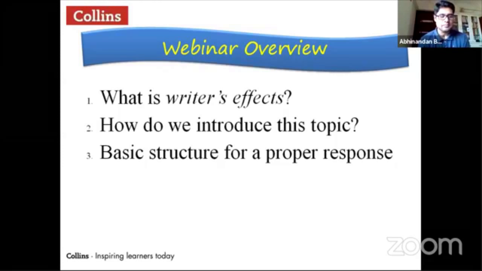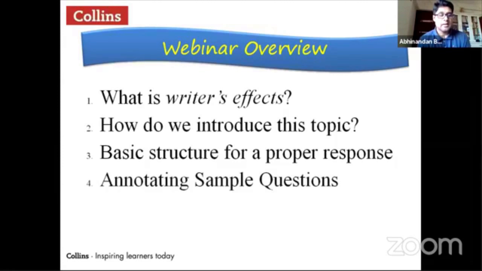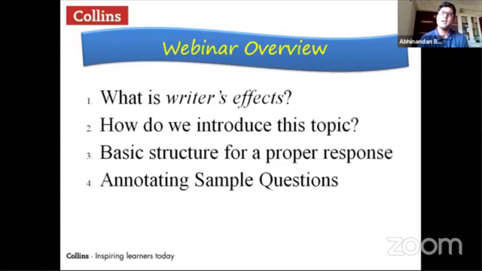This is something very important which will be covered in this webinar today: how to annotate a sample question. So we'll take a look at one of the questions from the past paper, and we will see how to unpack the question, because that is something very important. If you do not know how to unwrap the question or unpack the key elements of the question, then the entire process of looking into the paragraph and picking up those words and phrases for the response will be a little challenging.